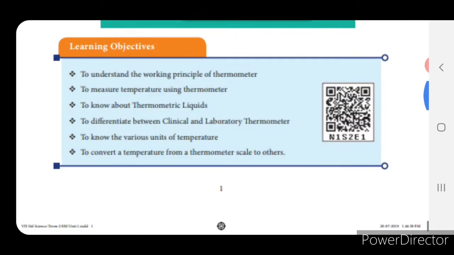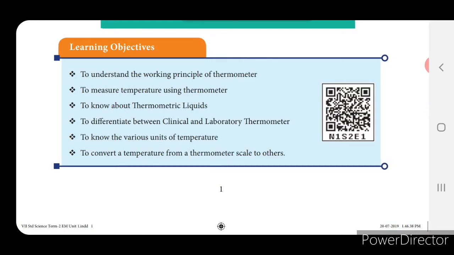To understand the working principle of thermometer, to measure temperature using thermometer, to know about thermometric liquids, to differentiate between clinical and laboratory thermometer, to know the various units of temperature, and also to convert the temperature from a thermometer scale to other scales. Okay children, we will see one by one.